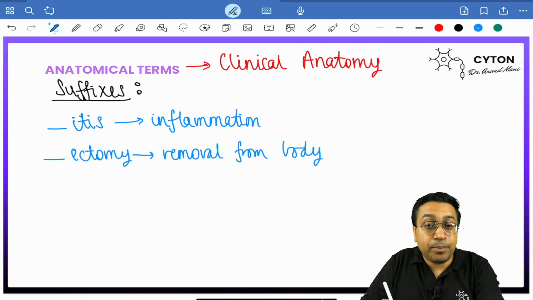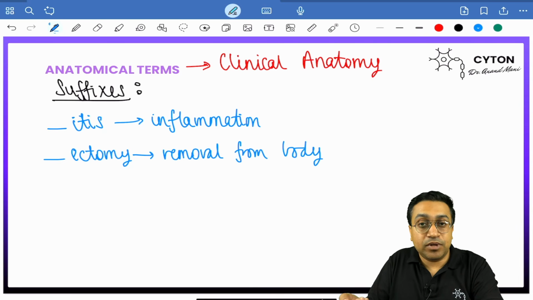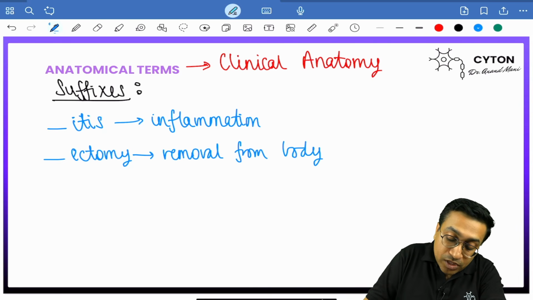Classical example, appendicectomy, removal of the appendix. Tonsillectomy, removal of the tonsils. Cholecystectomy, removal of the gallbladder. Otomy.